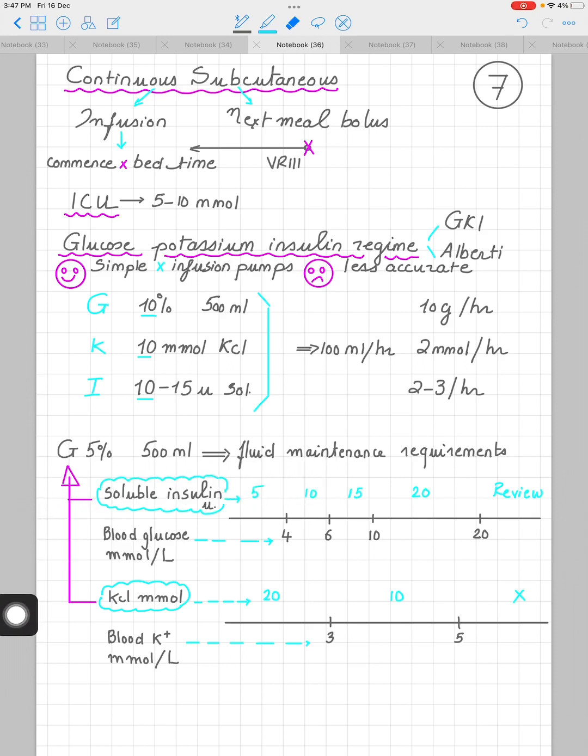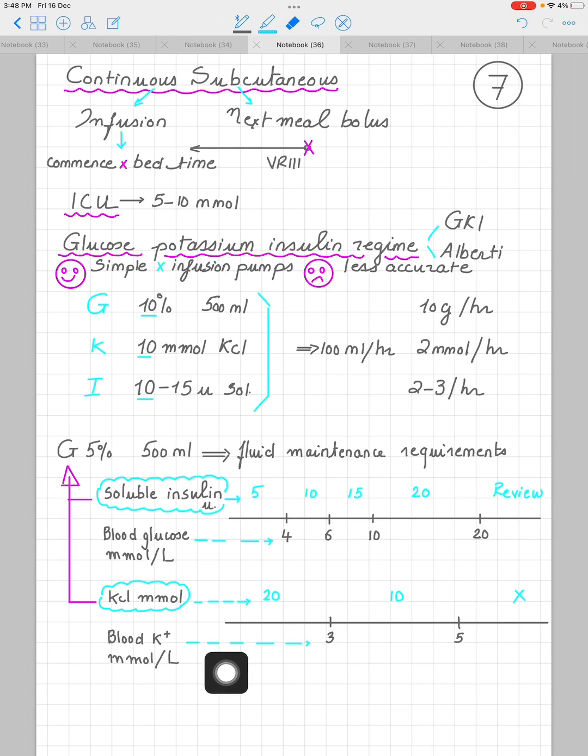Insulin and potassium should be added to each bag as per this diagram. The bag may be changed according to 2 hourly blood glucose measurements. As we see here, this is the level of the blood glucose units that we have to add according to the blood glucose level in millimole per liter. So for instance, if the blood glucose level is 4 to 6, you have to add 10 units. 6 to 10, you have to add 15, and so on.